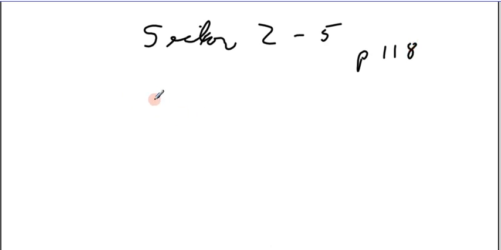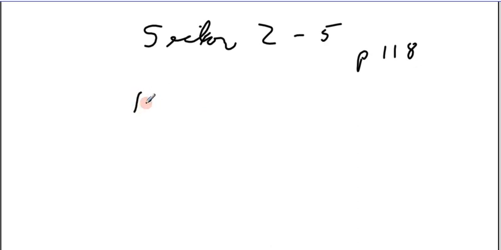We're in section 2-5, and I'm looking at page 118. We're going to solve differential equations by using numeric methods again. We're going to solve the exact same problems we did in section 2-4. We're just going to do it different.